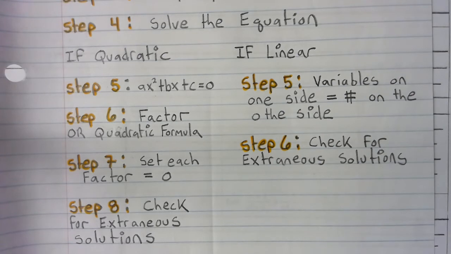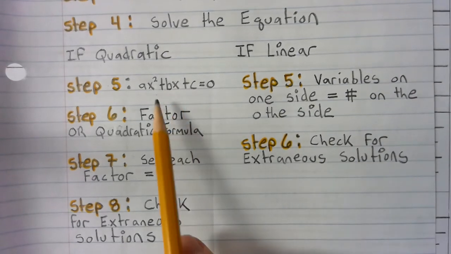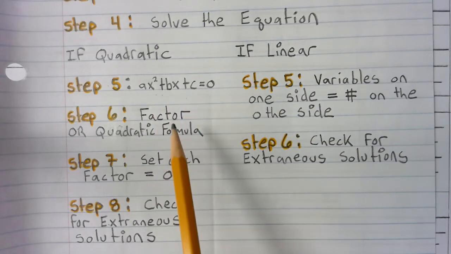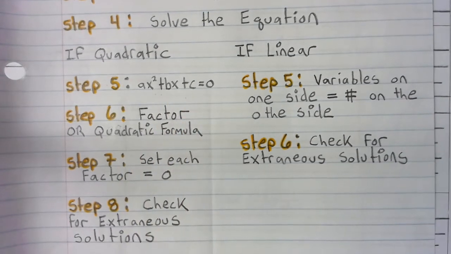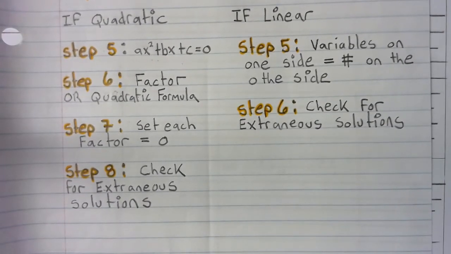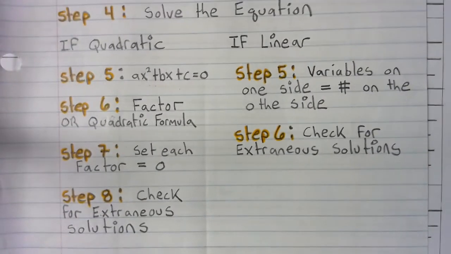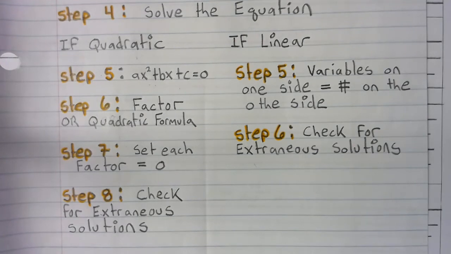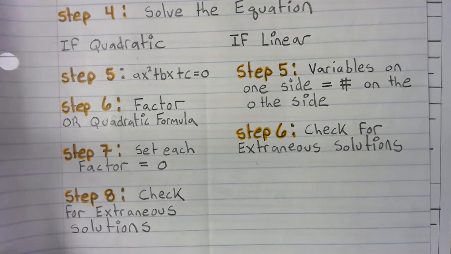Now, if it's quadratic, then you're going to move everything to the left side, so you have ax squared plus bx plus c equals 0. And then you're going to factor or solve using the quadratic formula. Then you set each factor equal to 0 and solve. In step 8, you check for extraneous solutions. So depending on if you end up linear or quadratic, your steps are different. All right, so with that, if you would update your notes. Now your notes are updated. Let's take a look at the examples.